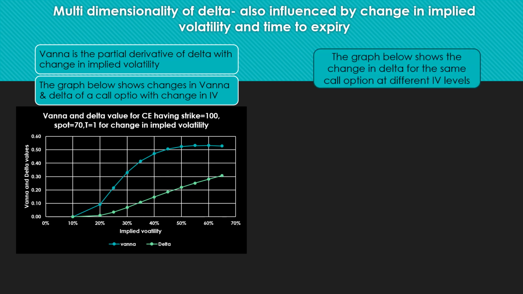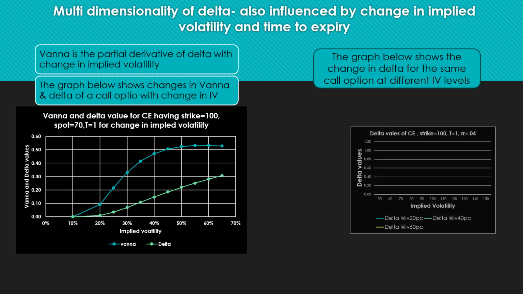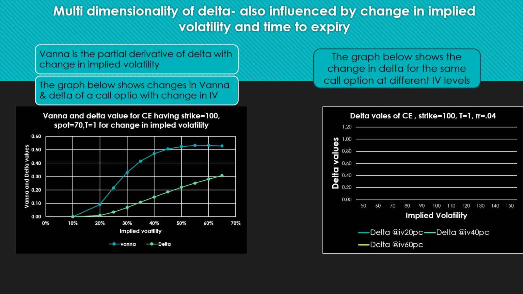Now the second graph below shows the change in delta for the same call option at different implied volatility levels. These are the three delta curves for the call option mentioned in the graph, having three different implied volatility levels of 20, 40, and 60%.